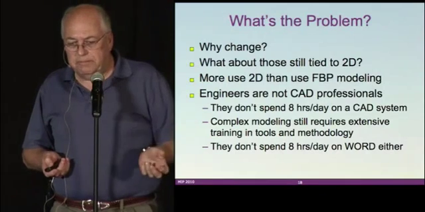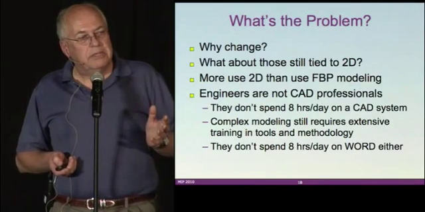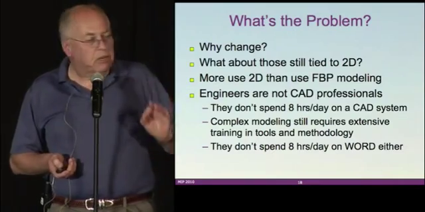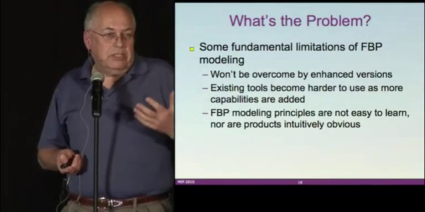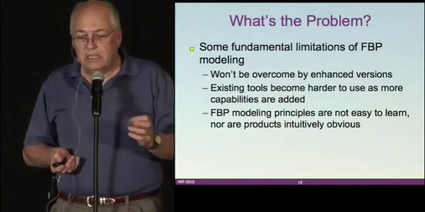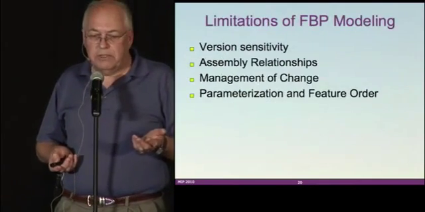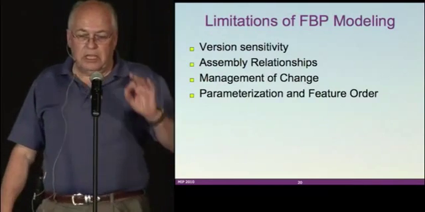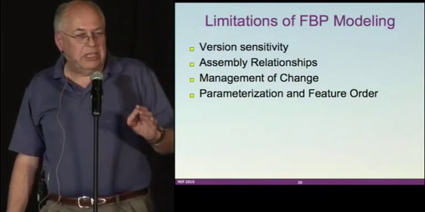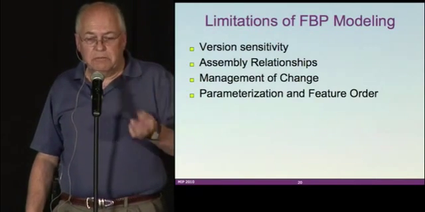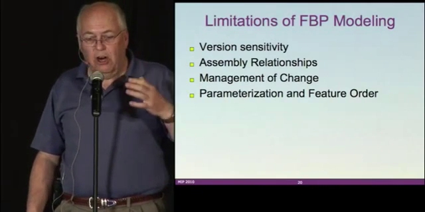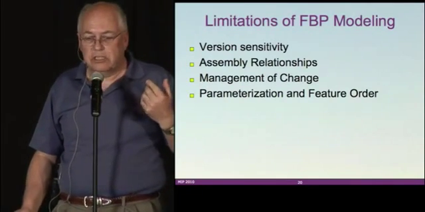So if there's a problem, it's that there are fundamental limitations of the current approach which will not be overcome by enhanced versions of these tools. And they become harder and harder to use as more capabilities have been added. And the fundamental principles are not that easy to learn, and the products are not intuitively obvious. Here's a list, and I'll discuss them briefly, of the limitations that exist, as I see it, in feature-based modeling: version sensitivity, assembly relations, management of change, and the order and parameterization of features.